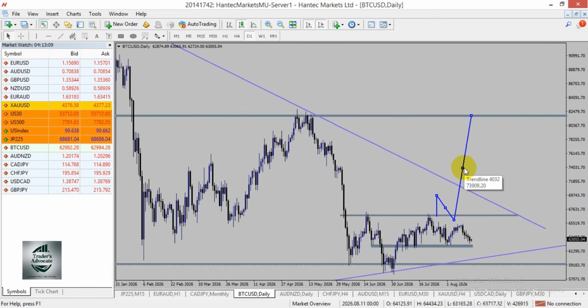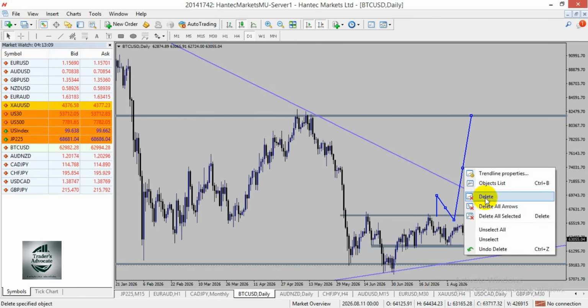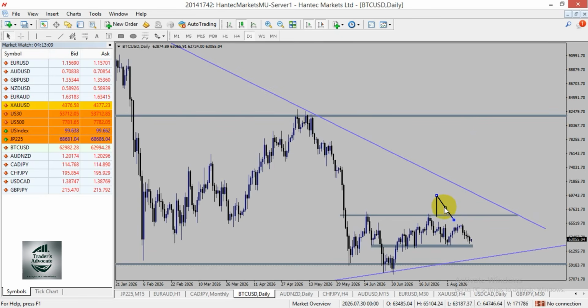I'm giving you guys gist now. I'm giving you guys secrets. This is how we trade, guys. This is how we made money for ourselves.